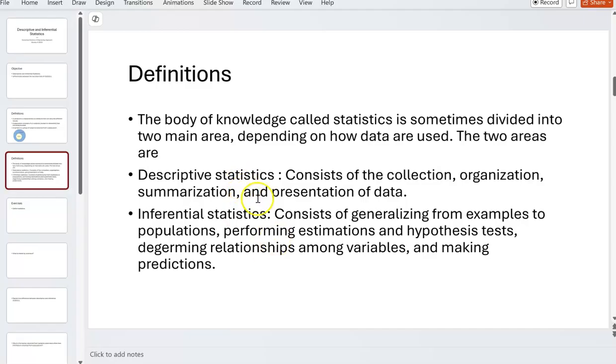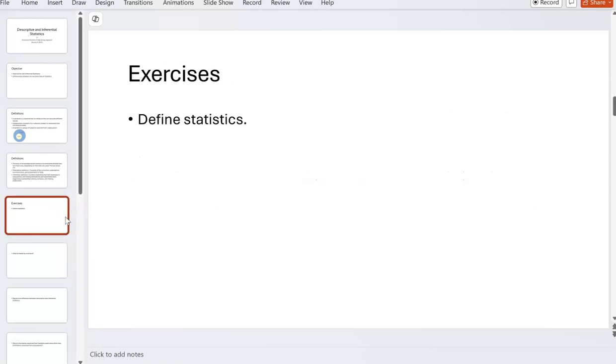Towards the end, we're going to look at a few different examples of these two, and hopefully by the end you have a good picture of how to tell the difference between these two statistics. So let's move on to a few exercises.